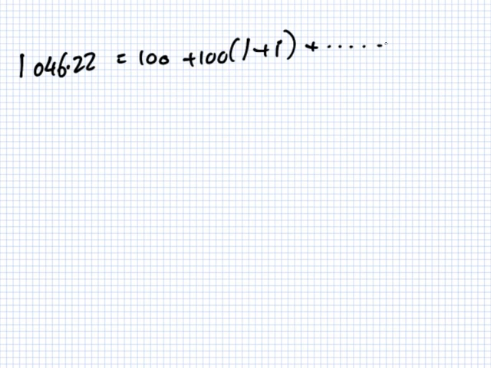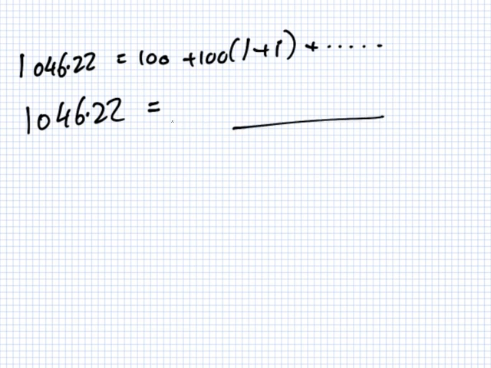Right, number 11. Whoever made this workbook put in some tricky questions. 1046.22 equals 100 plus 100 times 1 plus i, and so on, as you can see in the question, all the way up until 10. So you are right, Andrew. We should use a GP formula here.